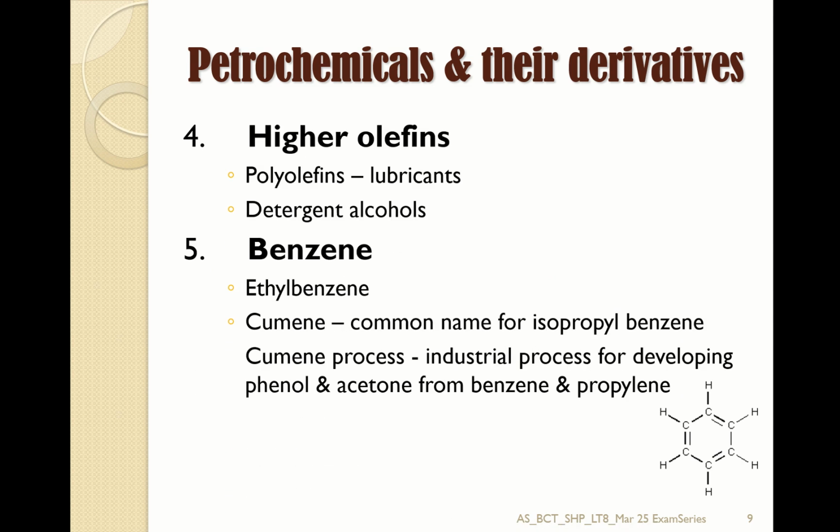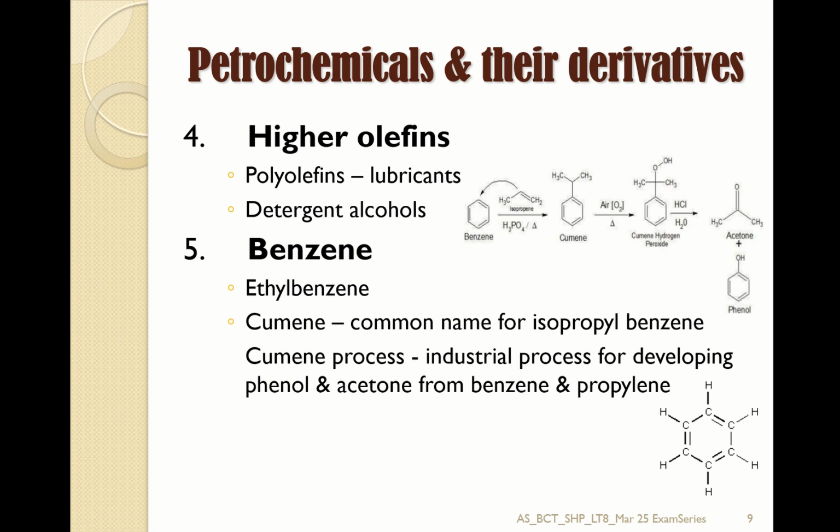And then you have bigger molecules like your polyolefins, which can be used to make lubricants. There's detergent alcohols. Then your benzene, your classic circular ring here. One ring, six carbons inside. And benzene can then be used to make other beneficial chemicals like ethyl benzene and cumene, which is another name for isopropyl benzene. This is the process, no need to memorize lah.